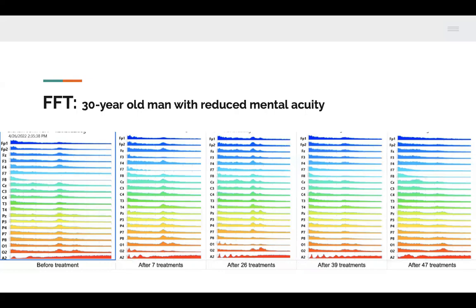Okay, here we go. Let's go to the next person. So this is a gentleman who's the son of a highly successful tech person. And this gentleman came with reduced mental acuity. He has sleep apnea that's untreated. And if you look at, and he came for TMS.